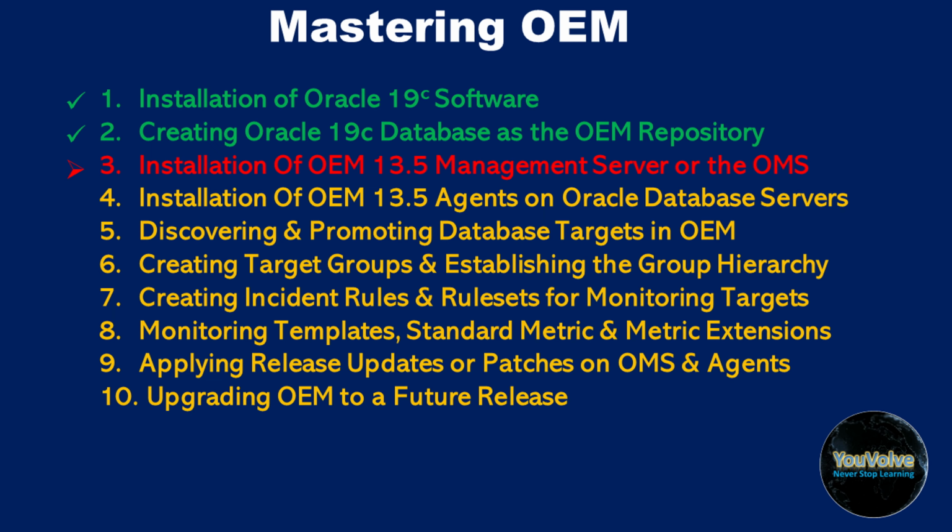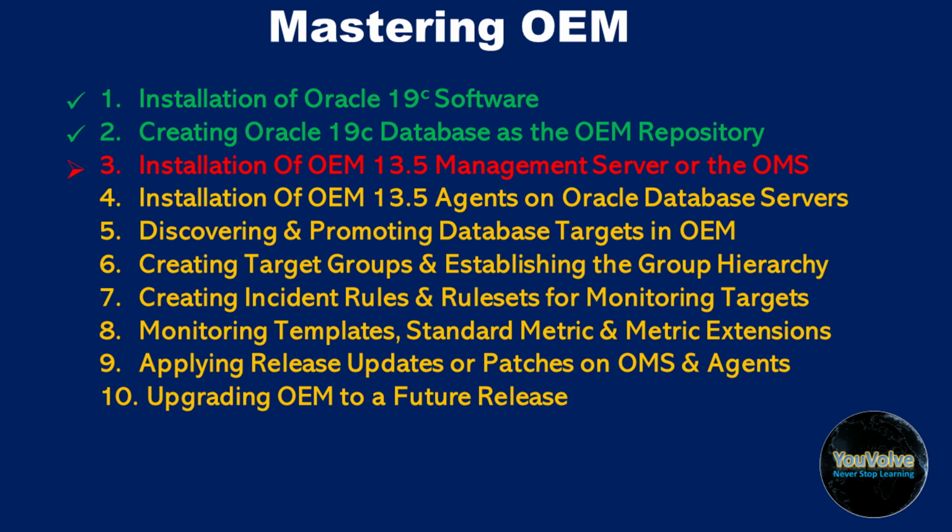In the last couple of tutorials, we created the 64-bit Oracle Linux 7.9 virtual server, installed Oracle 19c software, and created the Oracle 19c database for the OEM repository. And also, we downloaded the OEM 13.5 software from Oracle Corporation. If you have not watched the previous tutorials in this series, I suggest you watch them first so you get a better understanding of today's tutorial.